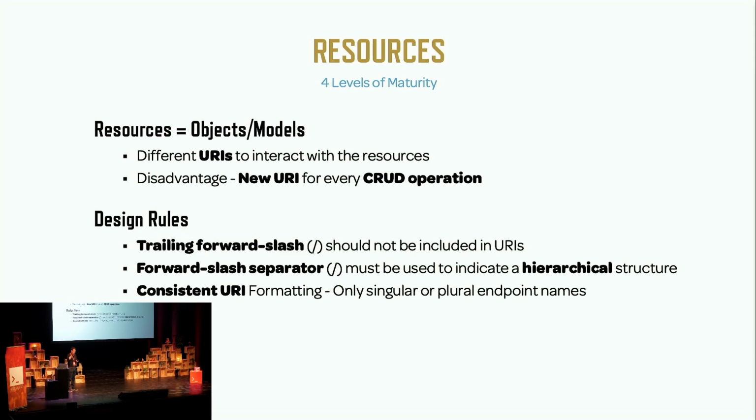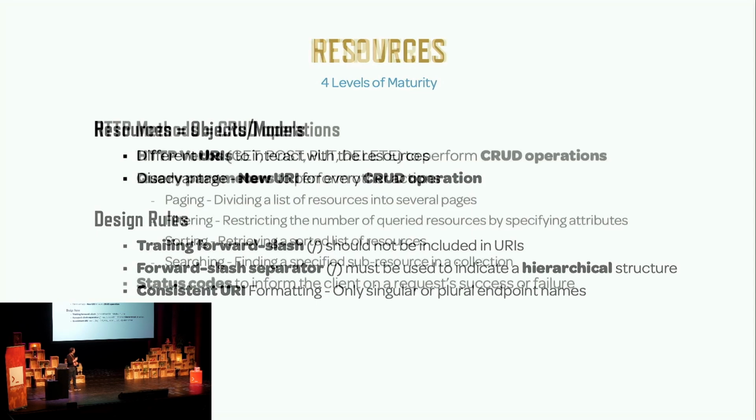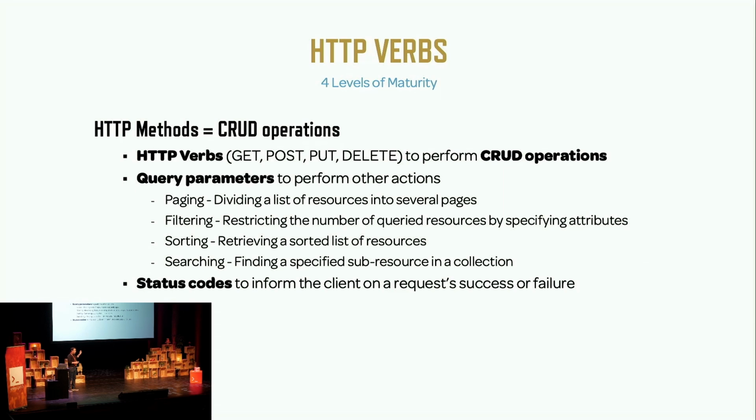So we use slashes between the controllers, which we also dive deeper into, to have the hierarchical structure of our APIs. And there is also consistent URI formatting. So only using singular names, like for instance, update article, then the other things also need to be singular, like update post. Or if you use plural names, update articles, then update posts also needs to always be plural.